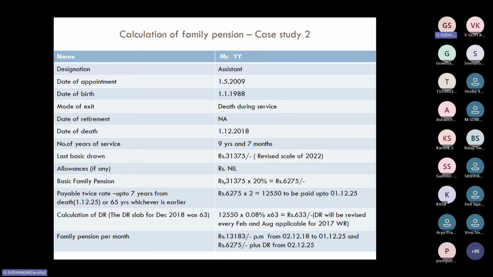He will specify whether it is a major penalty or a minor penalty: withholding of one increment, demotion from assistant manager to AO, or termination. Everything will be mentioned. In case of termination only, the disciplinary authority cannot sign the order. The appointing authority has to sign the order. In the case of an AO, who is the appointing authority? The DGM is the appointing authority.